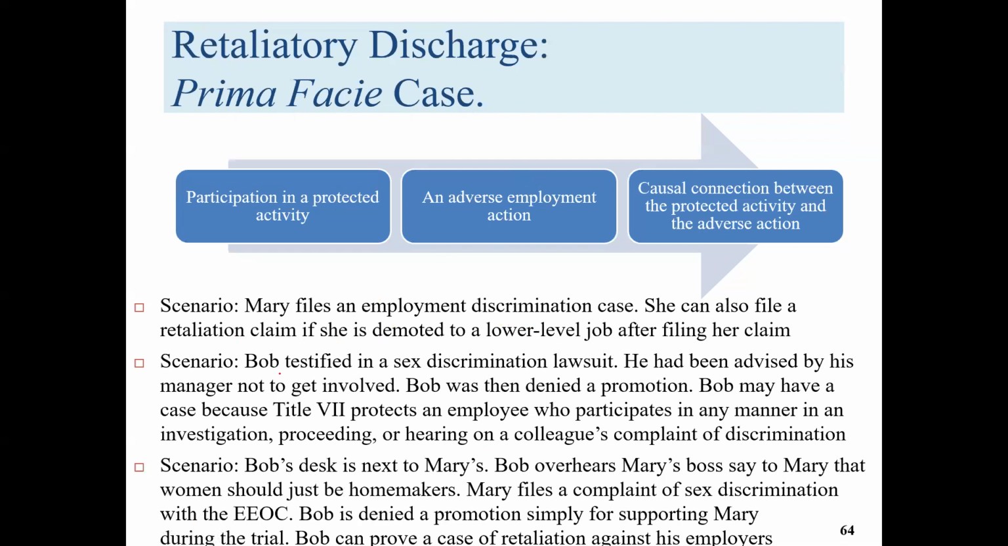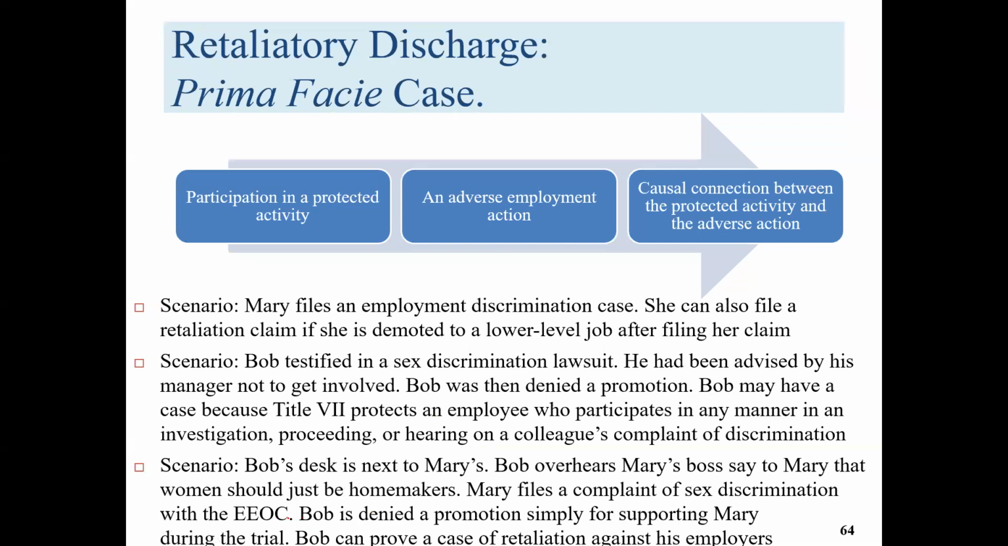Let's look at the next example. Bob testified in a discrimination lawsuit. Before he testified, he was told, don't get involved, but he testifies anyway. Bob isn't promoted. Again, if there's that causal link, then he's going to have a retaliation claim, even though he doesn't have an underlying discrimination claim himself. He was just testifying on behalf of someone else.